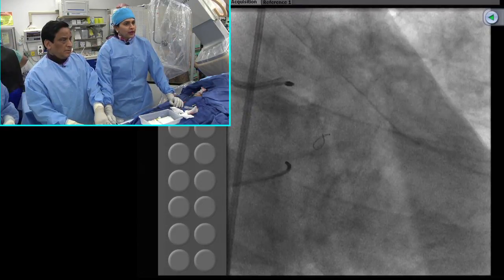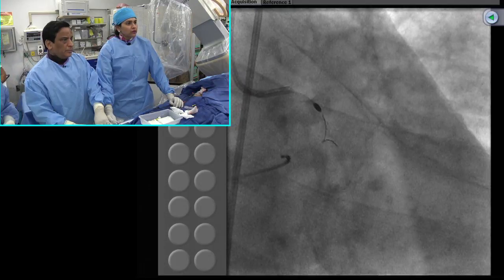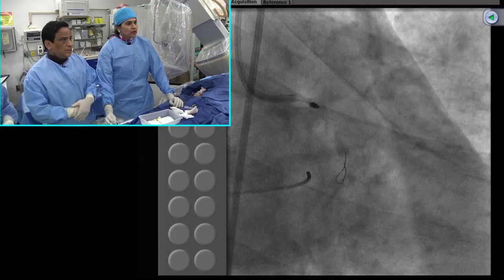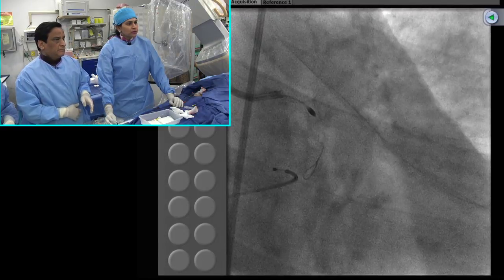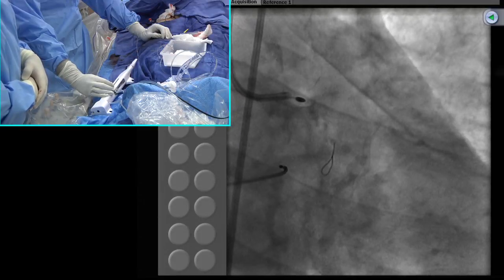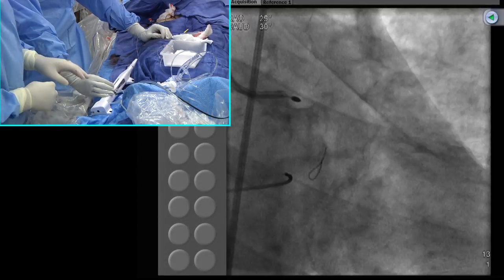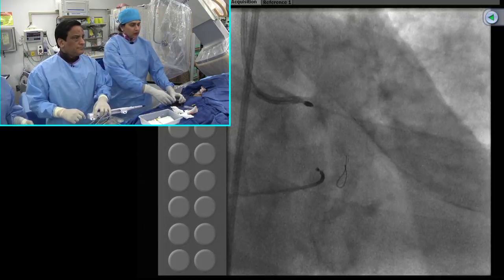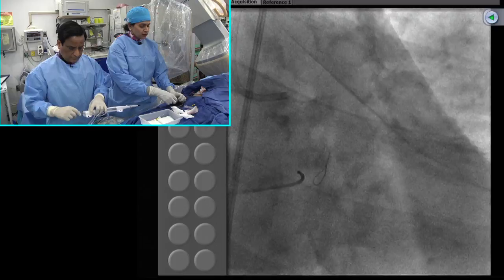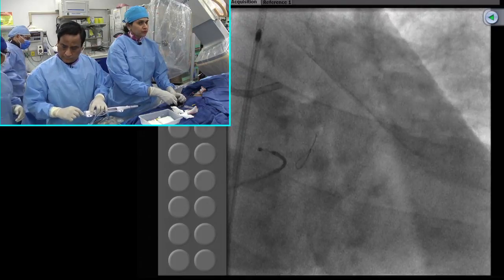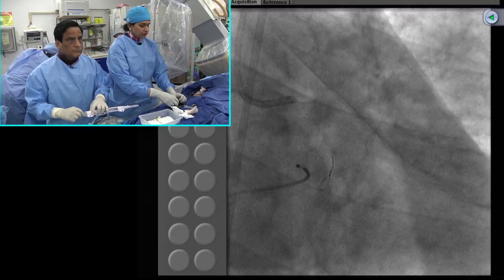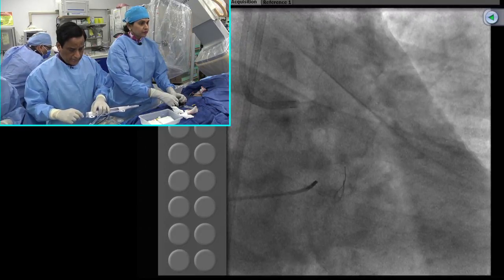He's tolerating okay. And I'm going to change the wire position. Yeah, good. I'm chinning it. Round it further. Good. I think we are good, we'll come out. Okay, get us both the wires. Are there some ST changes, you think? No, you always have this J point elevation.